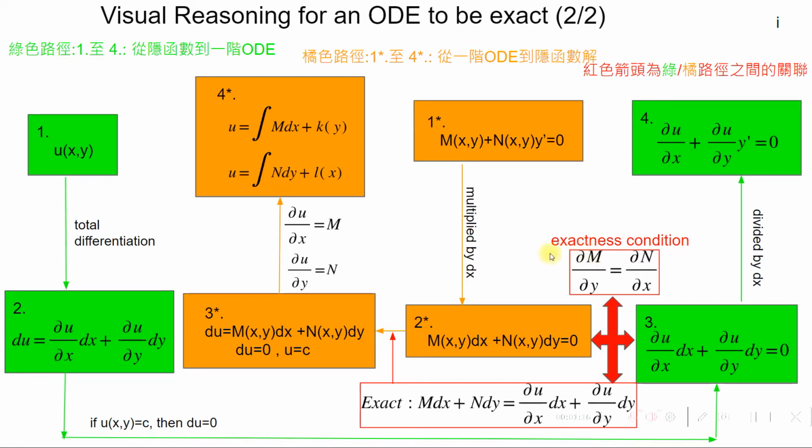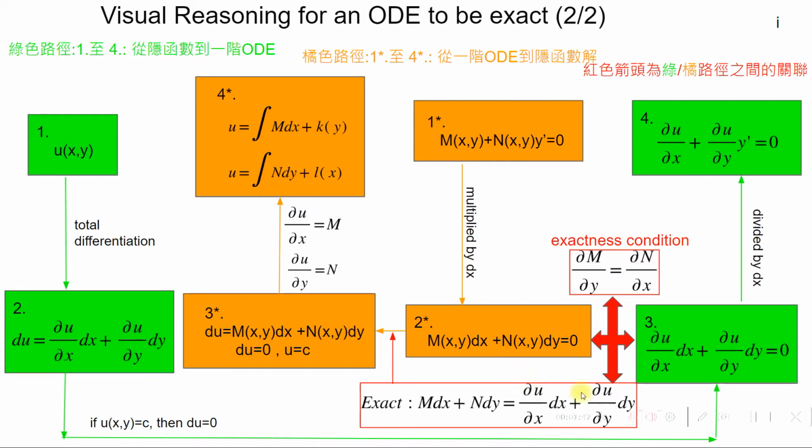So let's say the exactness condition is met, then we can call the ODE exact, meaning that it has the form of the total differentiation of u function. So that brings us to the third step. Now we are entitled to designate du to this ODE, right?